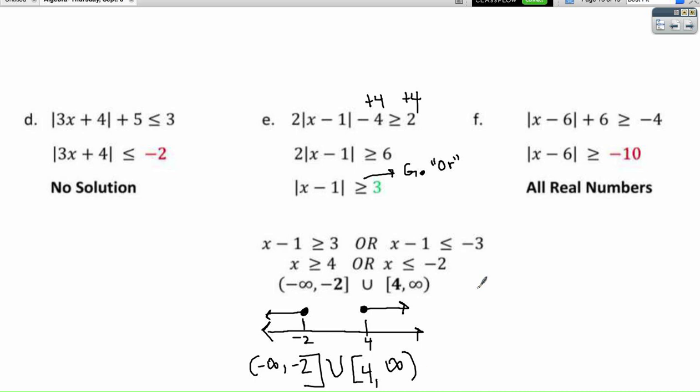The last example on this page, F, I would clean it up, move the 6 over, and then this gives me negative 10, but because it says greater than or equal to, well, anything I put in there is going to be greater than or equal to a negative number, which is why it's infinite solutions.